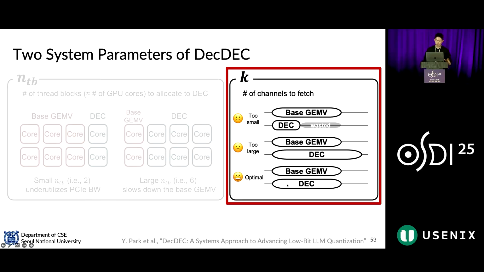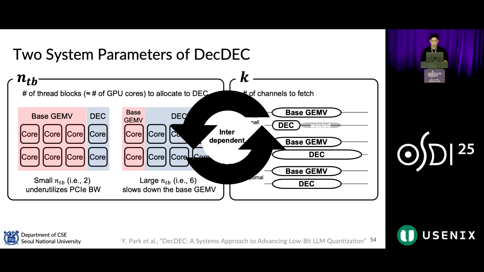The second parameter we need to set is K. This is the number of channels fetched from the CPU. If K is too small, we can't fully utilize the available time slack. If it's too large, DEC itself becomes the bottleneck. Ideally, we want to find the K value where the latency of base GEMV and DEC are perfectly balanced. These 2 parameters are interdependent, and both of these parameters can be set differently for each layer.